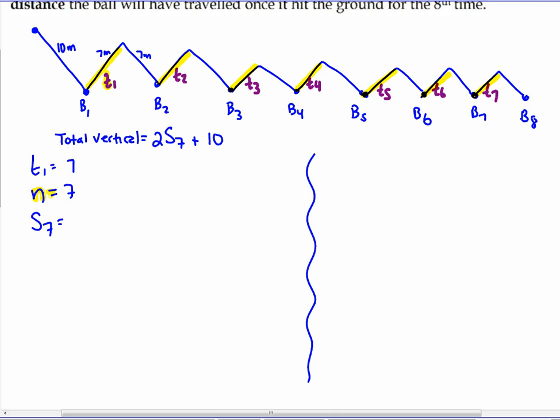Once we find the sum of the first 7 terms, the 7 after-bounce heights, we're going to add those all together. Then we can times it by 2. That would give me the downward part. And then I need to remember to add on the 10 because I didn't use this as my first term, and so I need to include him. Okay, so we know our first term, we know n. What else do we know?